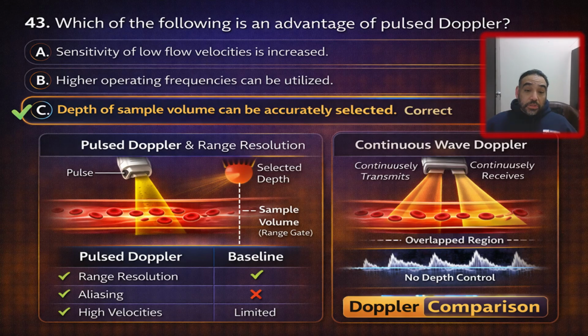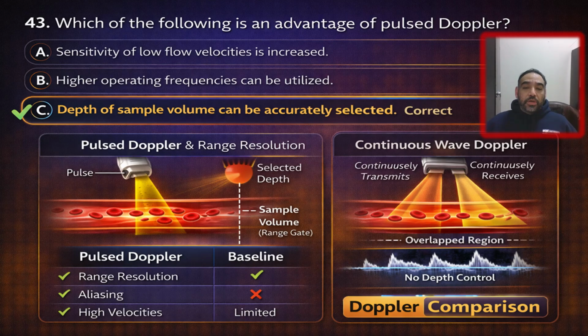Okay, the next question says, which of the following is an advantage of pulsed Doppler? Answer A is sensitivity of low flow velocities is increased. Answer B says higher operating frequencies can be utilized. Answer C says depth of sample volume can be accurately selected. And this one only has three. Okay, so let's look at this. The answer is obviously C here. Depth of sample volume can be accurately selected.